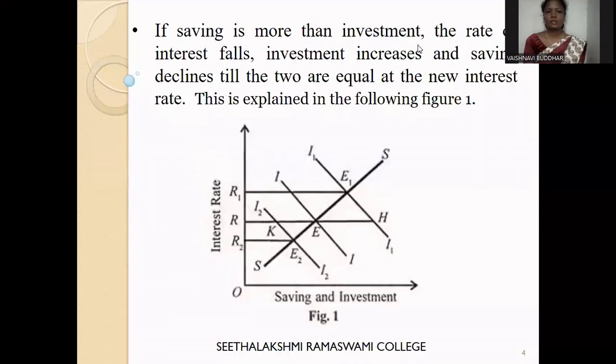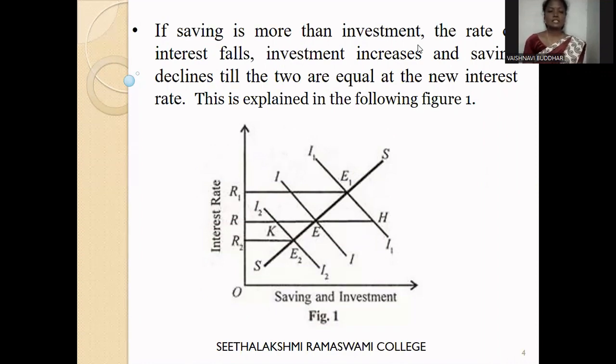If saving is more than investment, the rate of interest falls. As I already told you, investment increases and saving declines till the two are equal at the new interest rate. This is explained in the following figure 1, where we take saving and investment on the x-axis and the interest rate on the y-axis, connecting saving and investment with the interest rate.